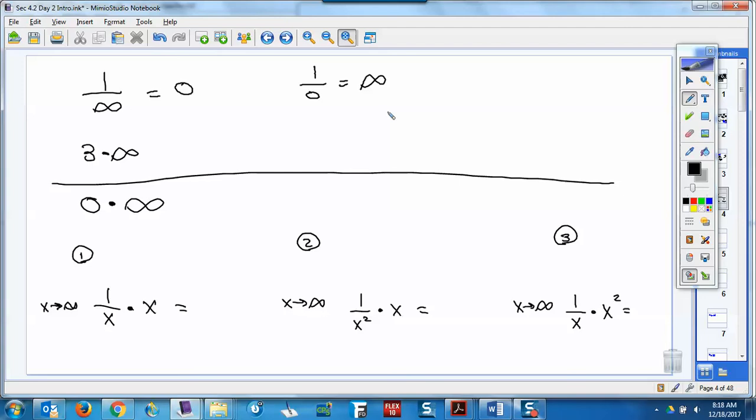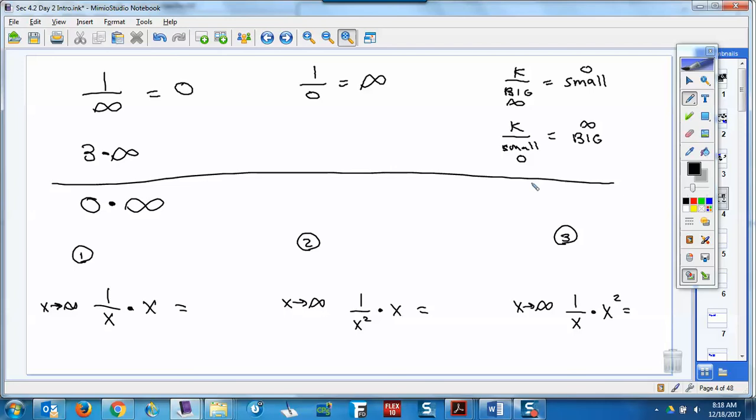I just like to think of it, maybe I should write it this way. Some constant over something getting big is going to get what? Small. When we say big and small in here, big means infinity, small means 0. And if we have something divided by something really small, what are we going to get? Something really big. So again, that's kind of what we're saying.